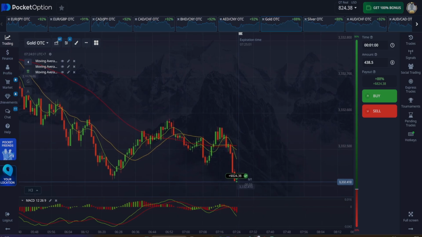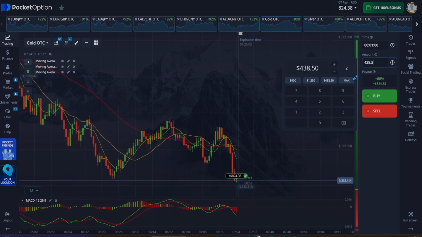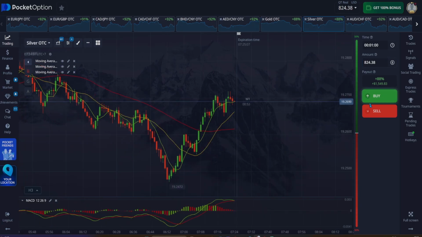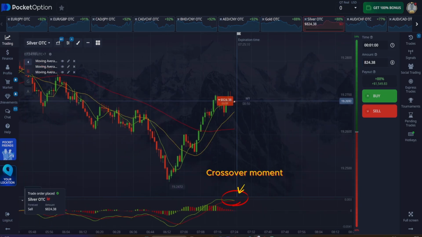Okay, profit. Now we can open the market again and look for the next trading opportunity with the same structured approach. I'm entering a sell position because a bearish crossover has just formed on the MACD indicator, where the MACD line cuts below the signal line. This is a strong indication that bearish momentum is starting to build, and sellers are gaining control of the market.